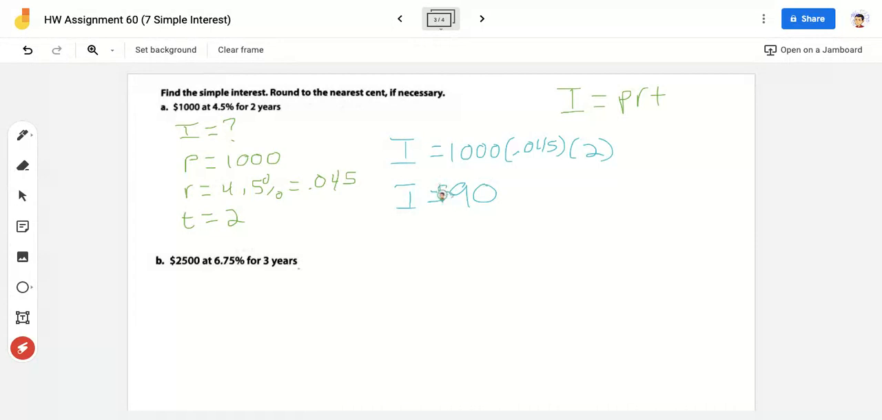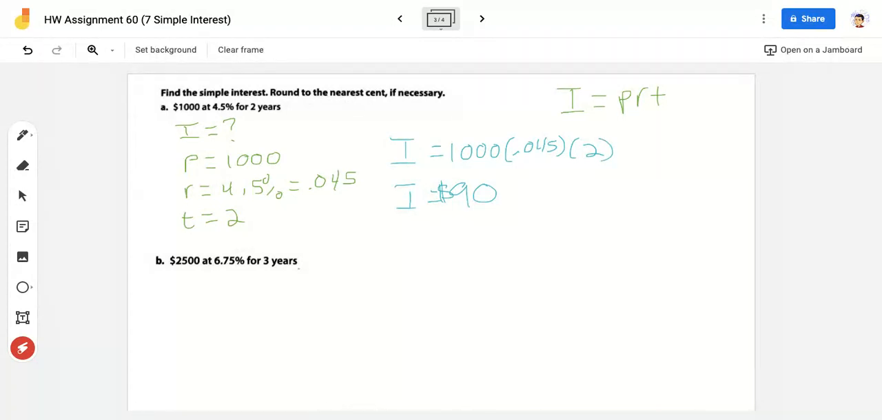All right, nice and easy one first. So the interest that we're going to owe is just going to be $90. That's interest on 2 years. All right, let's keep going. The second one, we have $2,500 at 6.75% rate for 3 years.